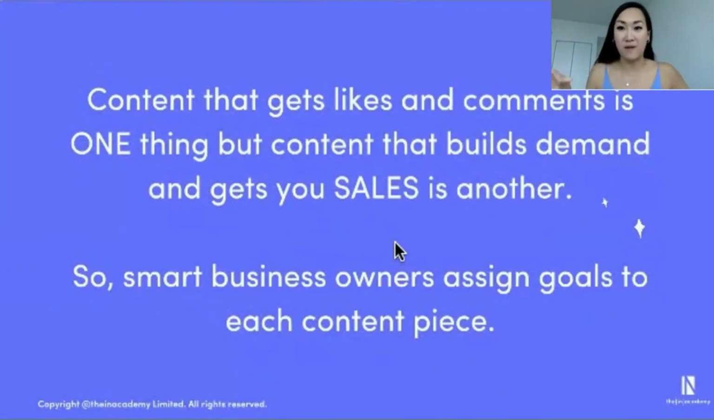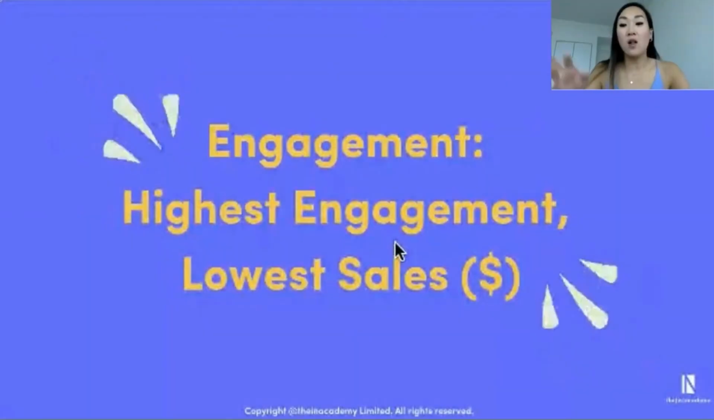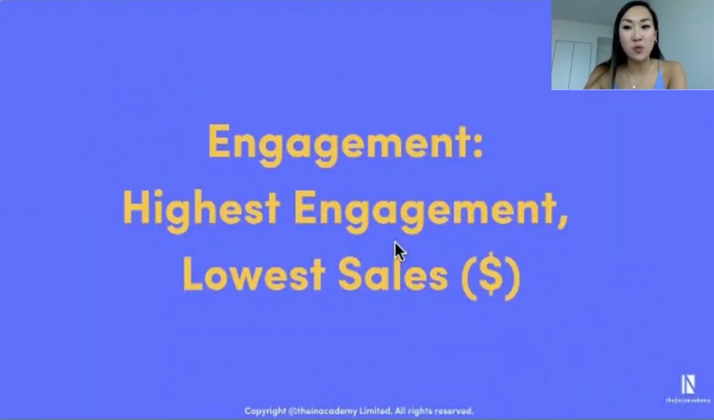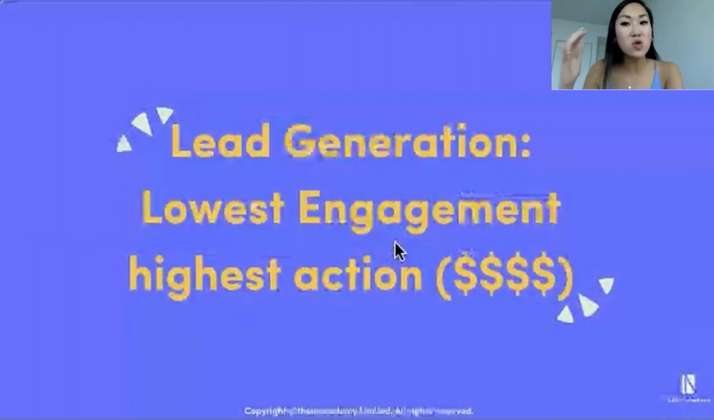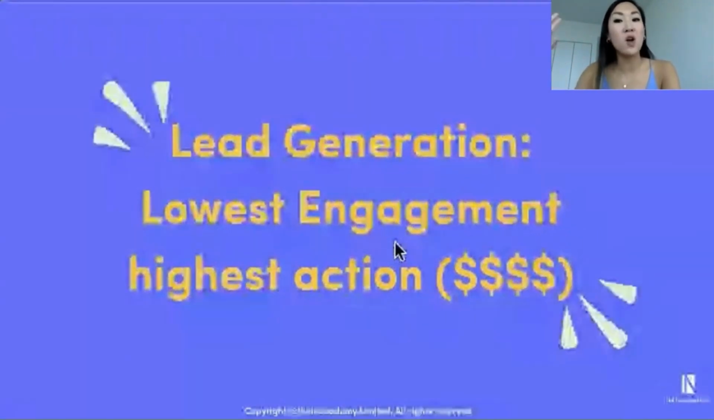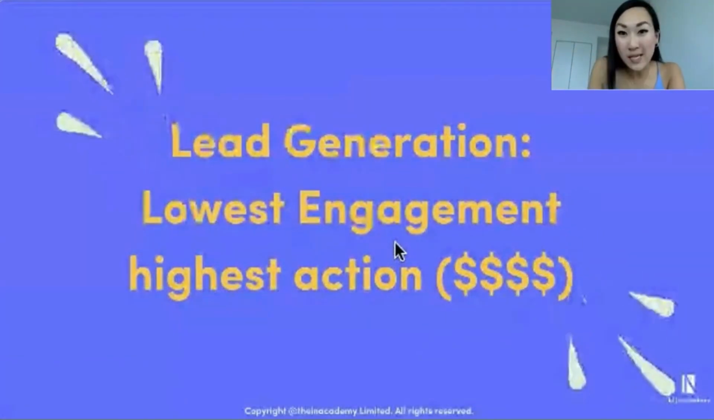Followers and clients are two different things. So content that gets you likes and comments is one thing. Content that builds demand and gets you sales is another. So smart business owners assign a goal to each individual piece of content. You have no concept of conversion content. A lot of people confuse higher engagement posts with content that converts. You might get the highest engagement but the lowest sales because, again, there's no purpose leading back to your offers, leading back to your coaching, right?